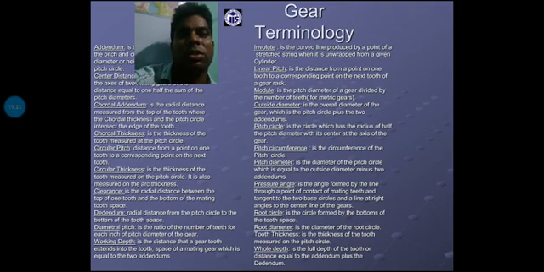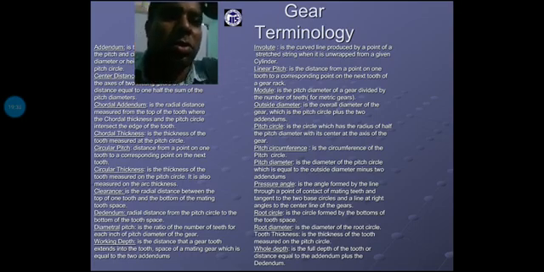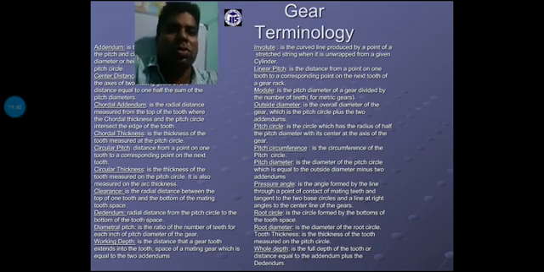Next is linear pitch. It is the distance from a point on one tooth to a corresponding point on the next tooth of a gear rack. That is called linear pitch.